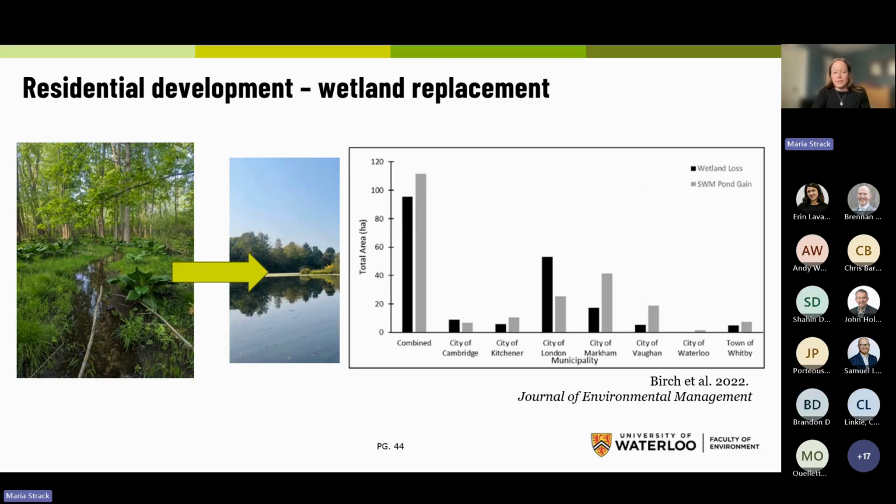But as we continue to have development in Southern Ontario, we often see a loss of these wetlands replaced by more engineered blue-green infrastructure like stormwater management ponds. We see this looking at some land use change data that was compiled by a PhD student with one of my colleagues a few years ago, looking at wetland loss and stormwater pond gain from 2002 to 2010 across several municipalities in Southern Ontario. If you look at the combined total, you can see an almost 1-to-1 loss of wetland area and replacement with stormwater management ponds.